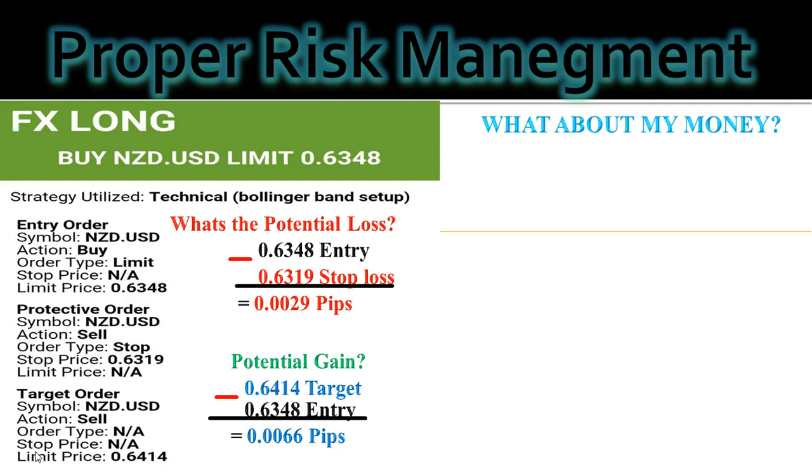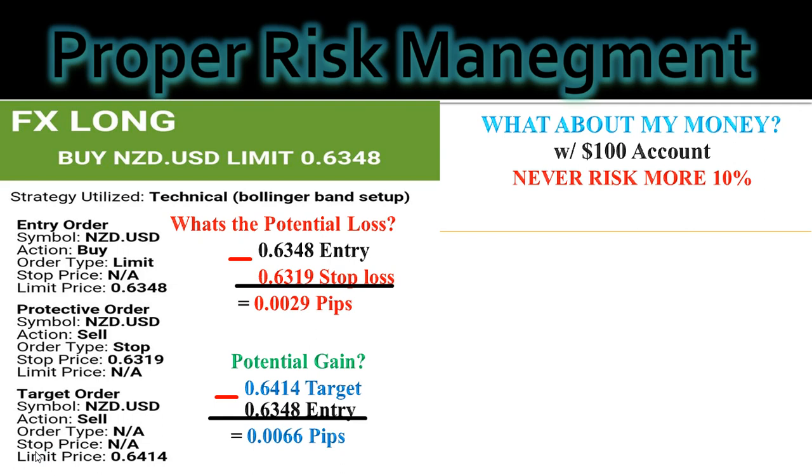Now, what about your money? Remember, a pip is just the incremental change in the market. It stands for point in percentage. But how do you know how much money you're actually risking? Well, I'm going to use a $100 account. Most people have a $100 account minimum. You need $100 to open up a Talinex account anyway. So I'm going to use $100 as an example. You guys can add a zero if you have a $1,000 account or whatever the case may be.